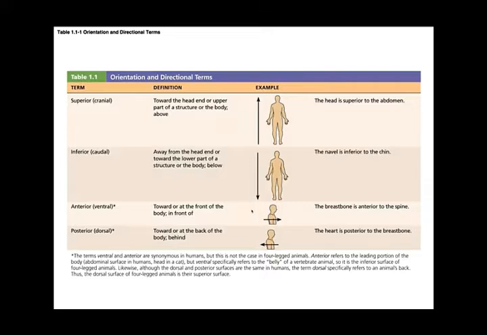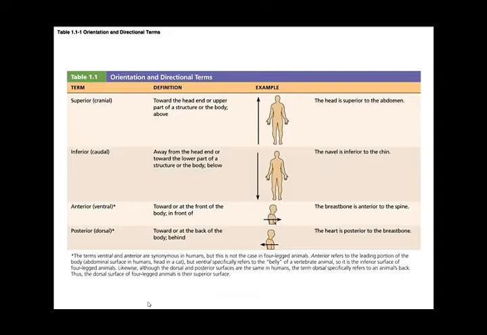Then talking about the anterior or the ventral part, which we discussed is the front part of the body, we can see that the breastbone or the sternum is anterior to the spine. The spine lies behind, and our breastbone or sternum lies in the front. So we can say that our sternum is anterior to the spine.